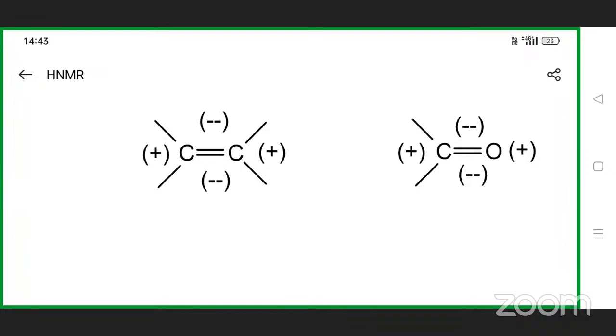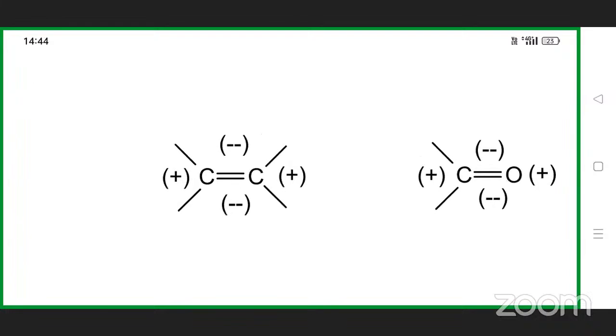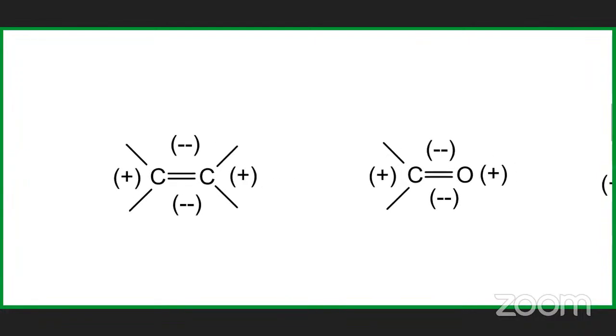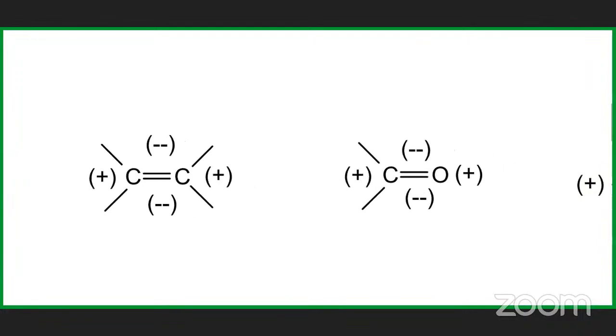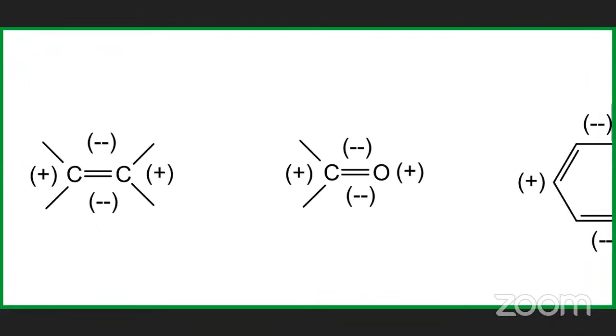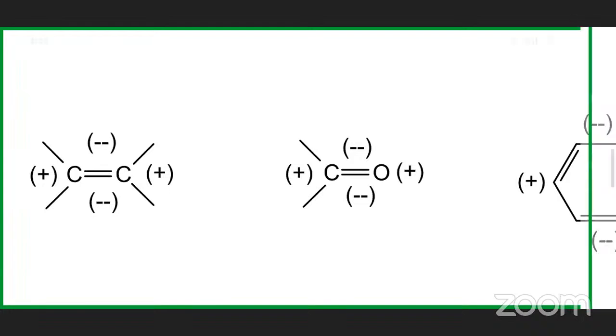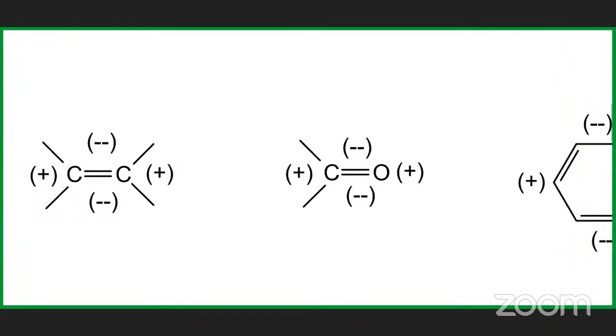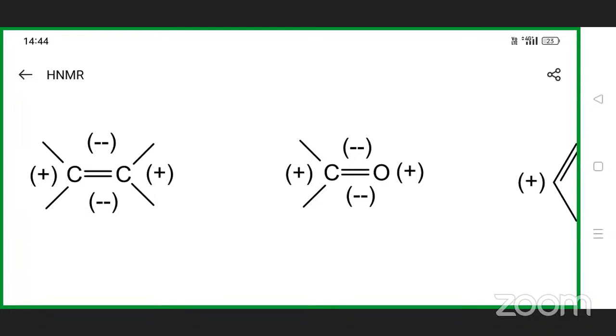When any proton falls in the paramagnetic region, it shows lower delta values. In aldehyde protons, the proton on the carbonyl falls in the plus region, which is the de-shielded or diamagnetic region, so it experiences higher delta values. In the minus region you can see only the oxygen.